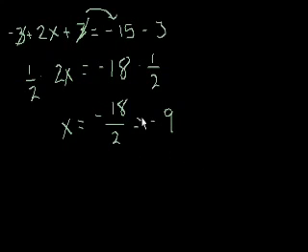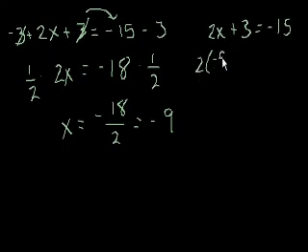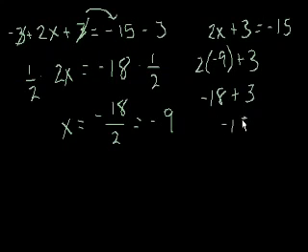Let's do another problem. Actually, if we want to check it, we could say, well, the original problem was 2x plus 3 equals minus 15. So we could say 2 times minus 9 plus 3. 2 times minus 9 is minus 18, plus 3. Well, that's equal to minus 15, which is equal to what the original equation said. So we know it's right. That's the neat thing about algebra. You can always check your work.